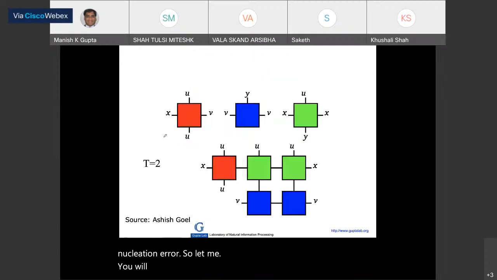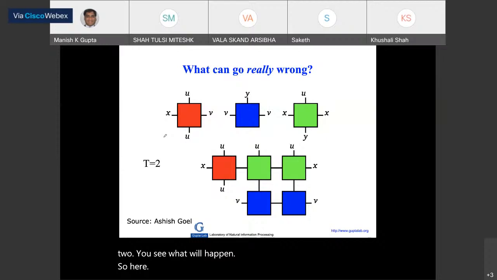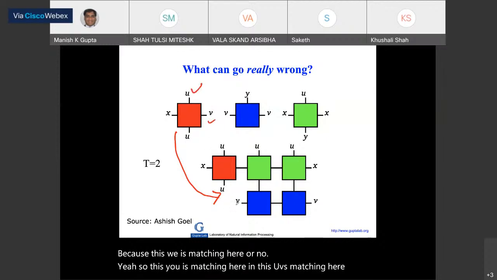So let me give you one example. So in this kind of arrangement, temperature is 2. You see what will happen. So here it may happen that, so what tile should fit here? This red tile should fit here, UV, right? You can see that red tile should fit here. Because this U is matching here and this V is matching here. So U and V is matching here. So this should fit here.